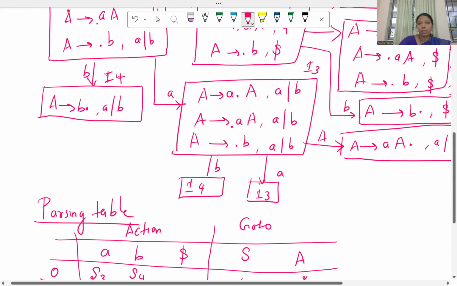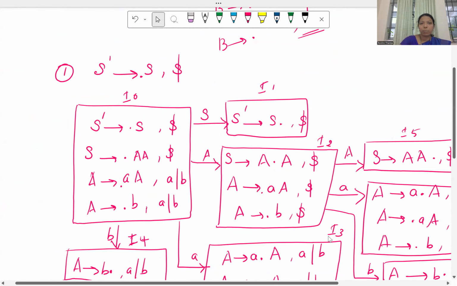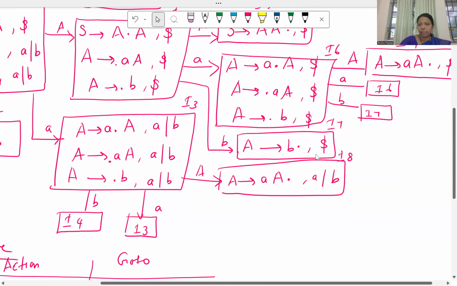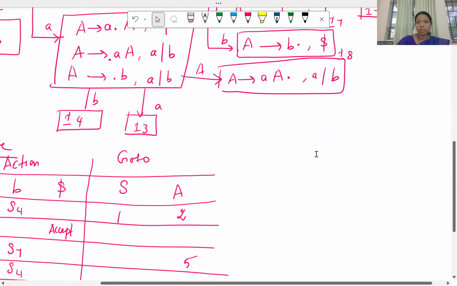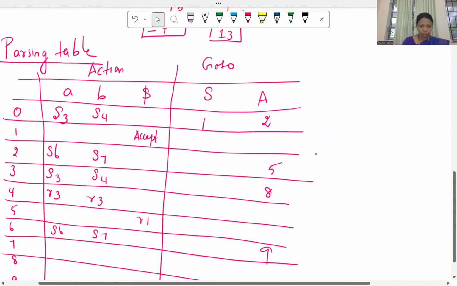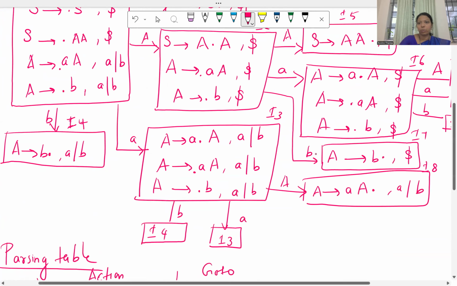Okay. And the next state is I7. And if you see the I7 state, it is a final state. What is the production number? A derives B is the third production number. And in the place of look ahead, there is a dollar. So in the place of dollar, we have to write R3. So that's it. Now it is a final state and no other go-to is there.